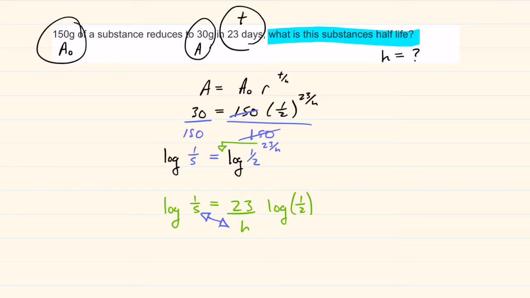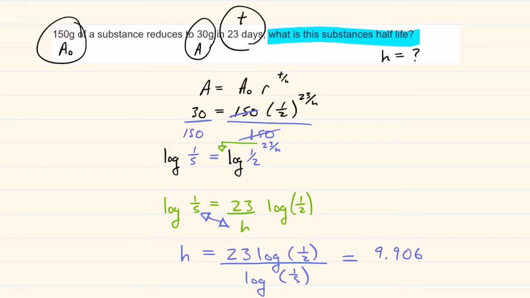So what I usually think is I just switch them. Whenever h is in the bottom, I just swap it with the log on the other side. So I'm going to get h equals 23 log a half divided by log of 1/5. And then we get the h equals, punch it into the calculator, 9.906 days.